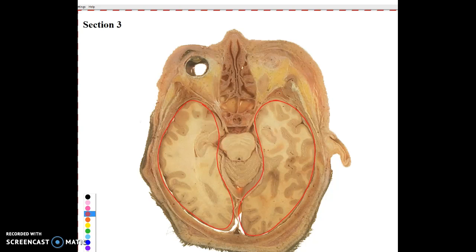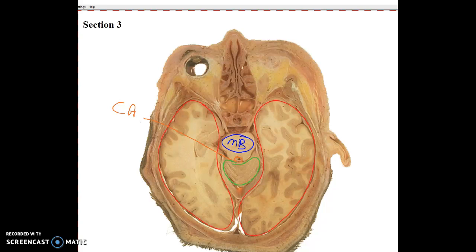At the back, here, this is the cerebellum in green. The little space or tube that we have right here represents the cerebral aqueduct. And then anterior to that, we have the midbrain. Okay, so there's 4 things for section 3.